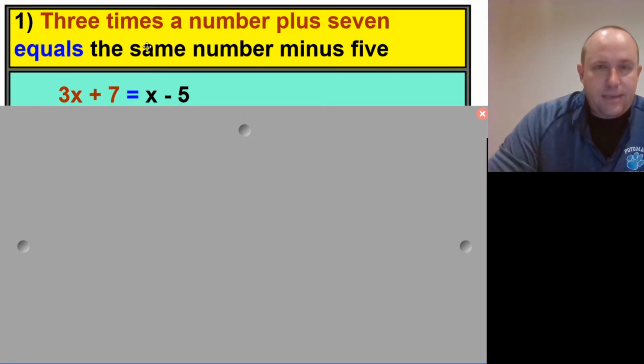All right, welcome back. So 3 times a number, that just means 3x or 3n or whatever you want to put. Plus 7 means I'm adding 7. Equals, or they could say "is" as well, but equals this time. The same number, so that means we'd put x. If it's a different number, you'd put y, but we're not going to solve equations with 2 different letters right now. Minus 5 obviously means subtract 5.